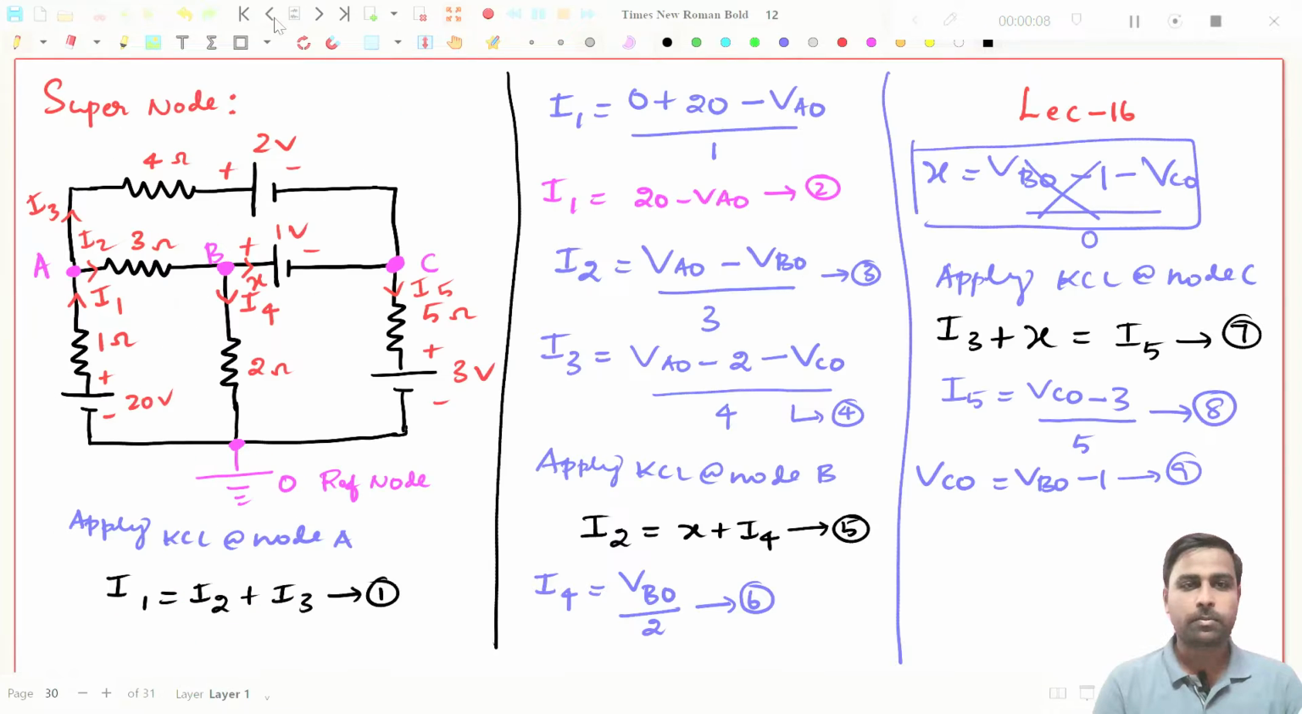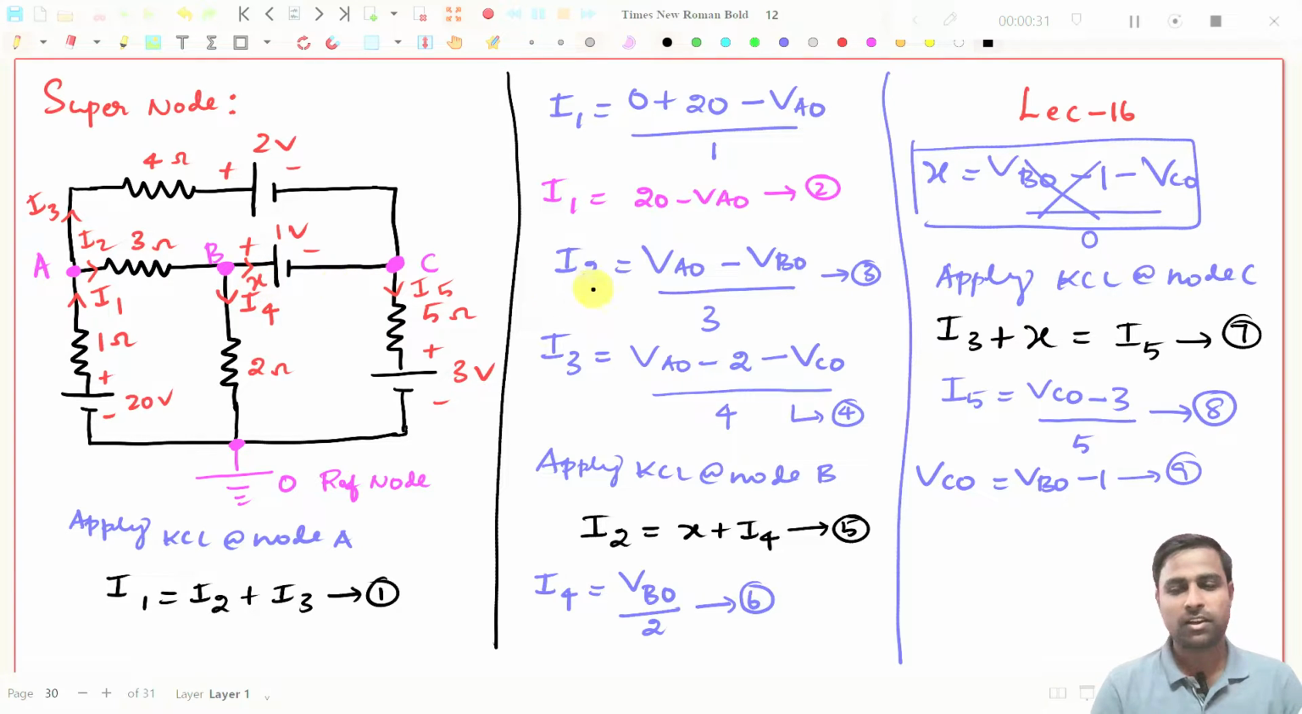What are the topics we have seen in the last class? We have taken a problem with the supernode. What is a supernode? A voltage source is connected between two nodes, so that we cannot tell what is the current in this particular branch. So what we have done, we have taken the current in this branch as X.